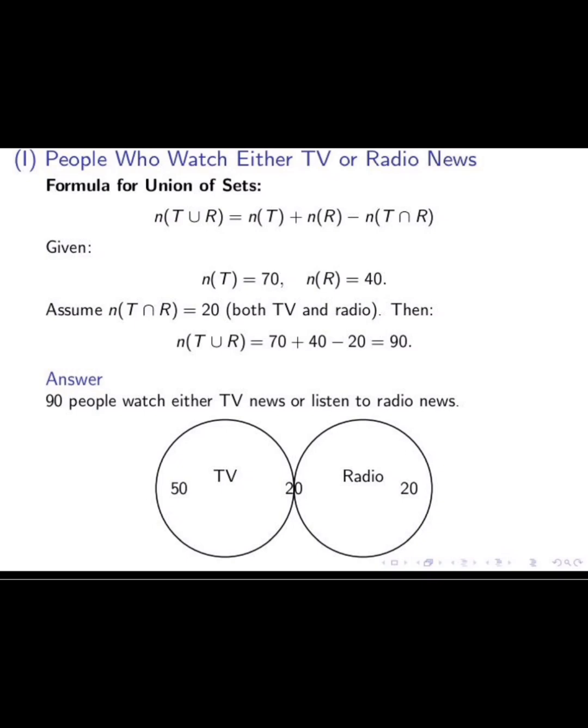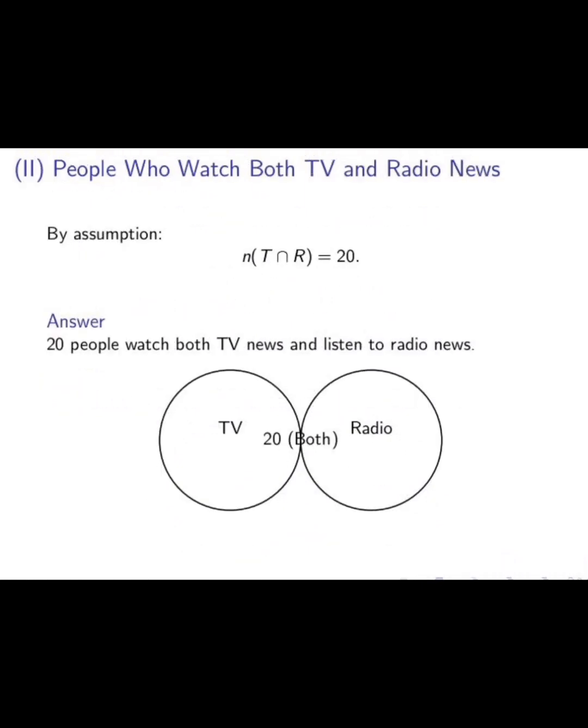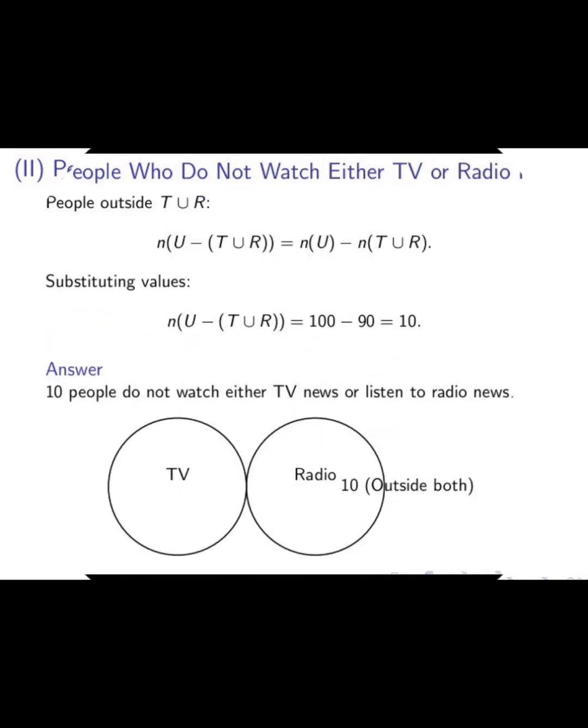So moving down to the second part now. The second part is very simple and straightforward, which we've already gotten from the first video. That's the intersection. So the intersection between those people that watch both TV and radio news is 20. So that one is clear and straightforward. You don't need to use any other big formulas to solve for that.